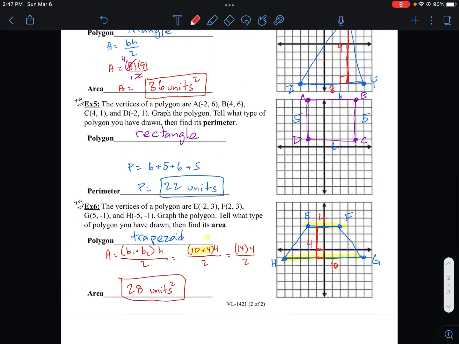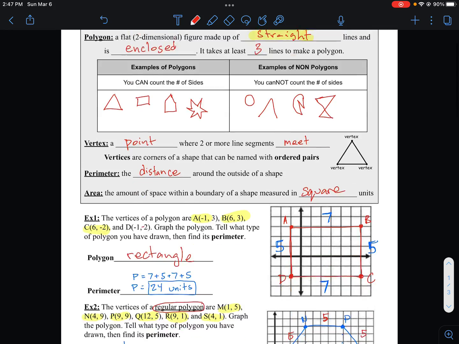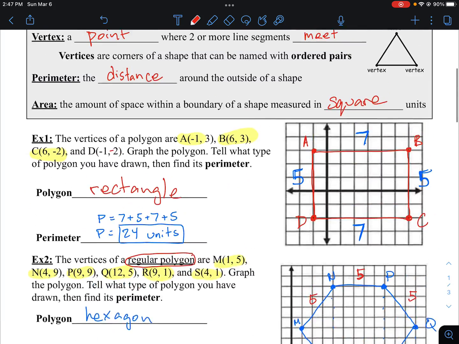So now we know how to find the area and perimeter of polygons on the coordinate plane. Go ahead and try some problems on your own. Good luck.